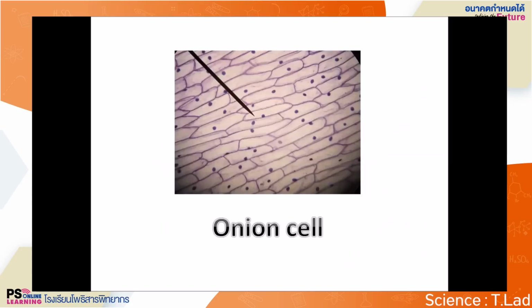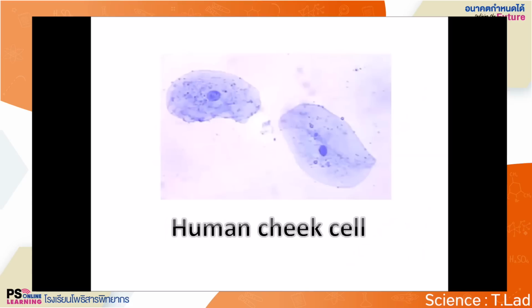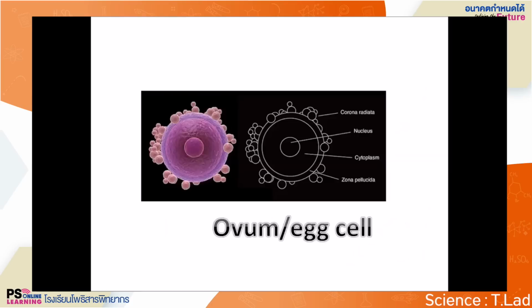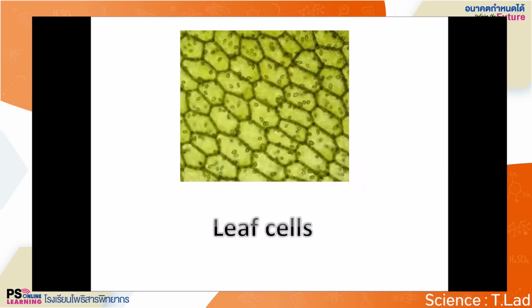Here you have an onion cell, human cheek cell, an ovum or an egg cell, and leaf cells. Leaf cells contain chlorophyll. So what does chlorophyll do? They trap the energy from the sun so that green plants can make their own food.